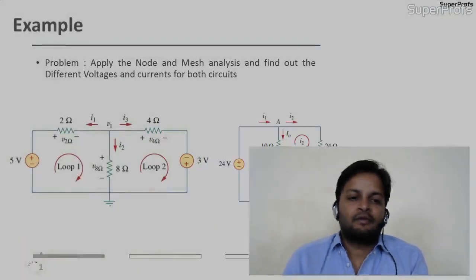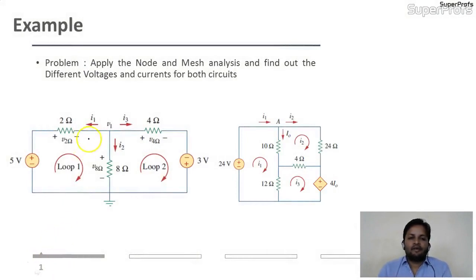Today we are going to start some numericals based on KCL and KVL, how to solve and how to get the answers. Here we go. The problem is given: apply the node and mesh analysis and find out the different voltages and currents for both the circuits. I'm having two circuits.